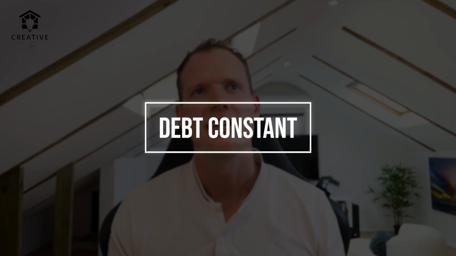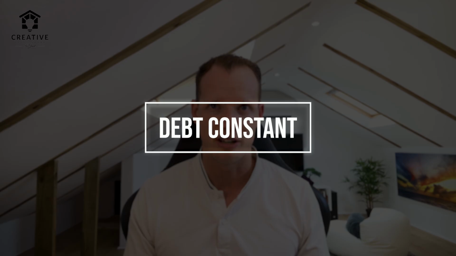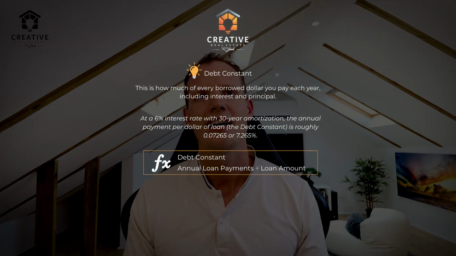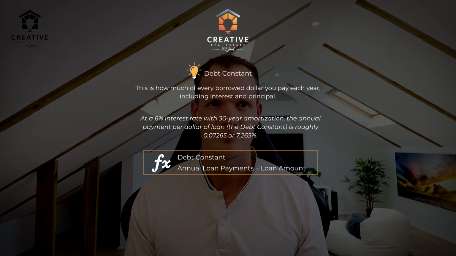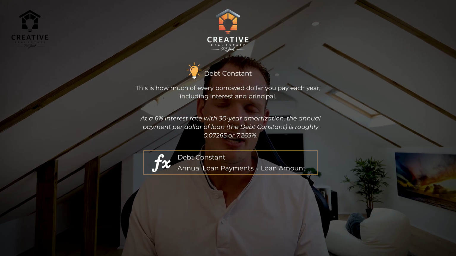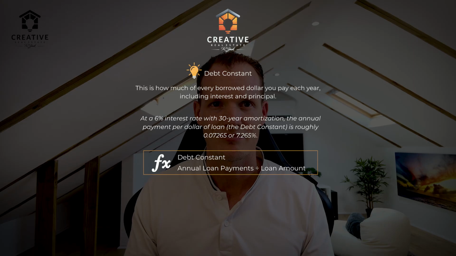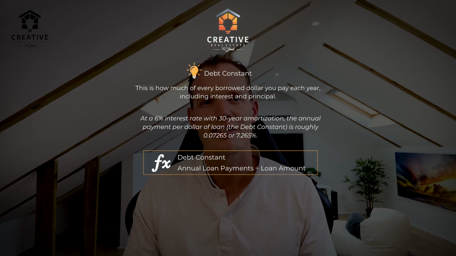Another point that I wanted to bring up, or a metric that I like to track that isn't necessarily one of the top three, is the debt constant. And essentially this tells us how much of every borrowed dollar you pay each year, including both interest and principal. You see, at a 6% interest rate and an amortization over 30 years, the annual payment per dollar of loan is roughly 7.265%, or 7.265 cents on every $100 that you owe.